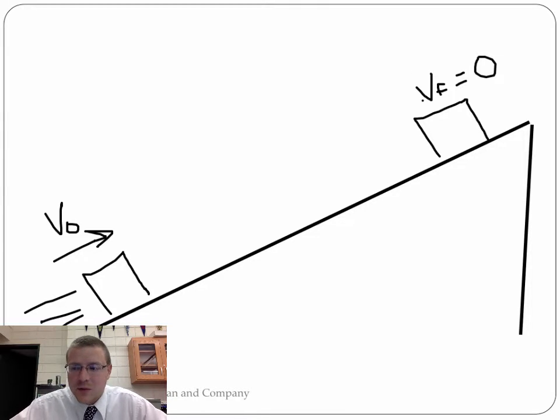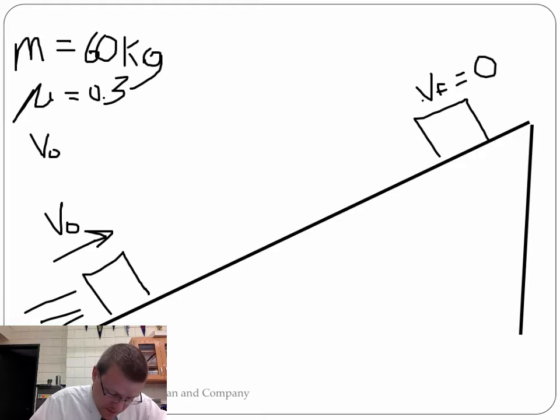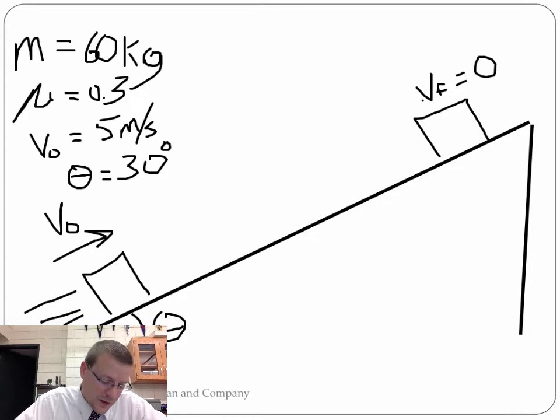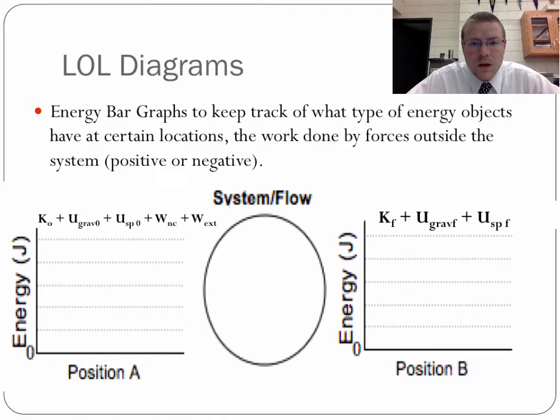Let's write down what givens we have. So here's what we know. We know the mass, we know the coefficient of kinetic friction, we know the initial velocity, and the angle of the hill. So in looking at this, let's go back to one of our energy bar graphs and set this problem up. At the beginning of this problem, we have kinetic energy.